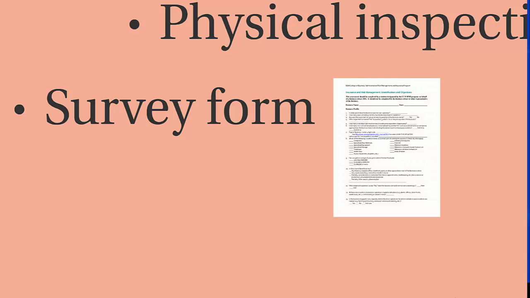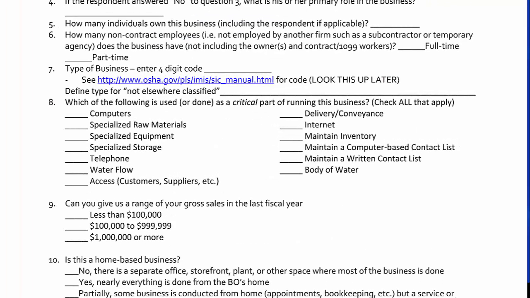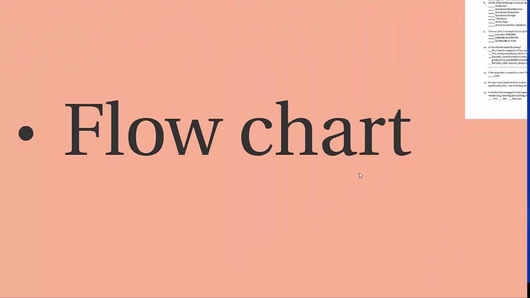Next, a survey form. Oftentimes, these are done by insurance companies to help you identify common risks for a certain industry or type of organization. This page is an excerpt from a survey that we do in RiskMgmt 3008, which is business risk management. Notice especially this question here: which of the following is used or done as a critical part of running this business? Just identifying all of these things as critical parts of running the business means that they should be a focus of risk management.